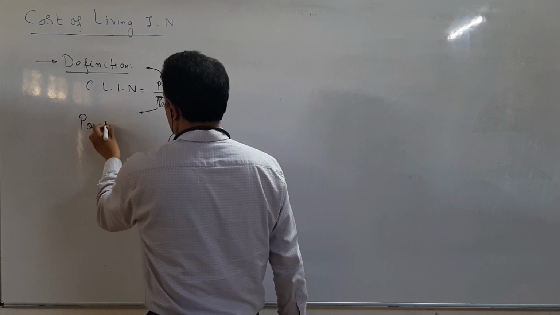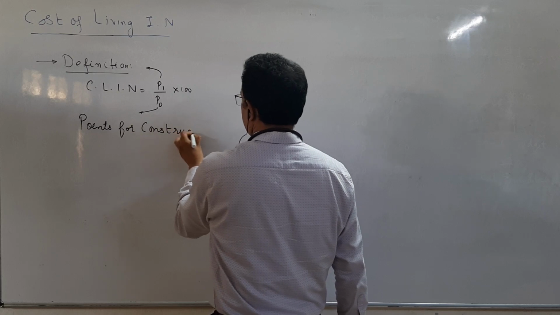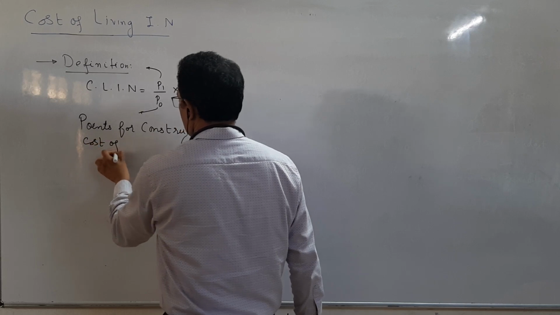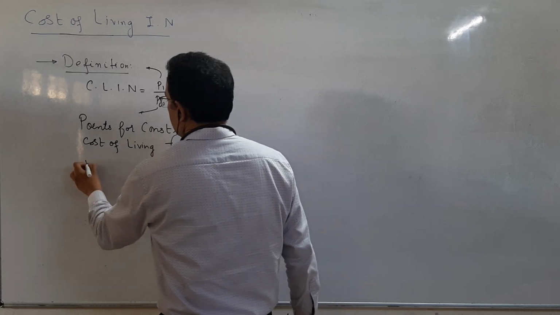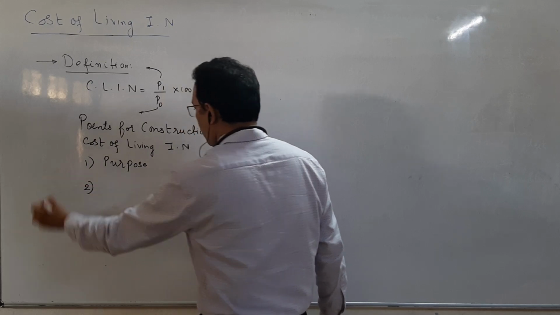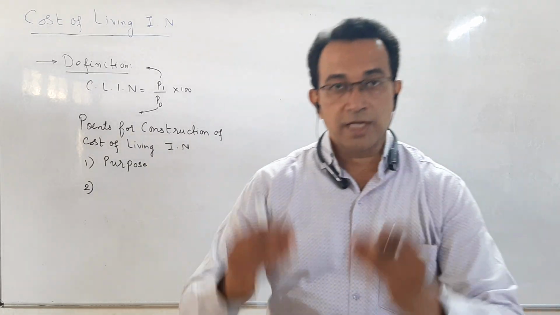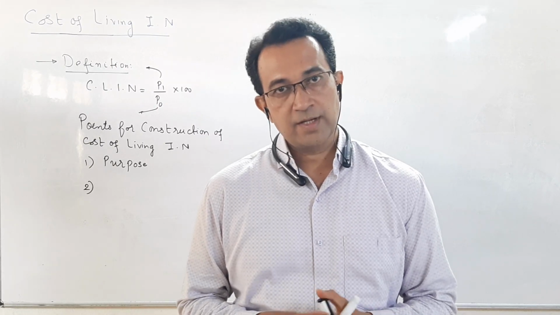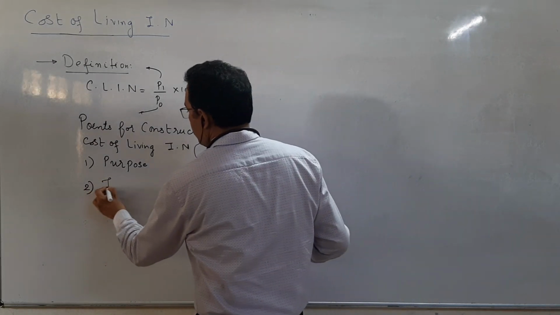Points for construction of cost of living index number. The first point is purpose. Students, for what purpose are we constructing the cost of living index number? Generally, it is constructed to study the basic standard of living. Then comes family budget inquiry. We also consider family budget inquiry.